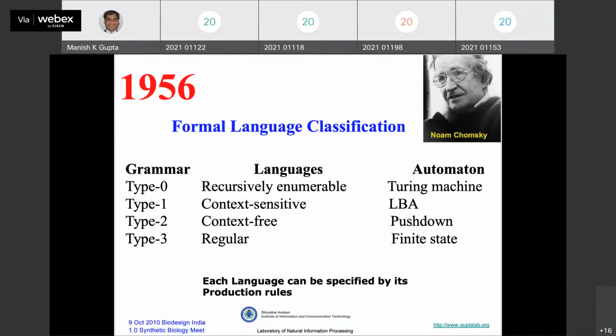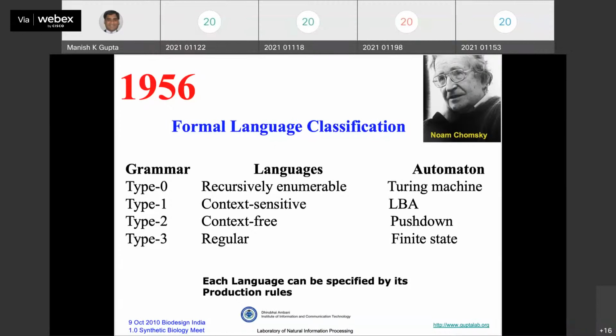I already told you by definition what regular languages are. I'm going to show you the properties of regular languages, right? And then we'll come to the push down automata. LBA normally I don't do in this class, but we can talk about Turing machine later on. So this is a summary. And this was done by Noam Chomsky, who is a linguistics professor, right, in 1956.